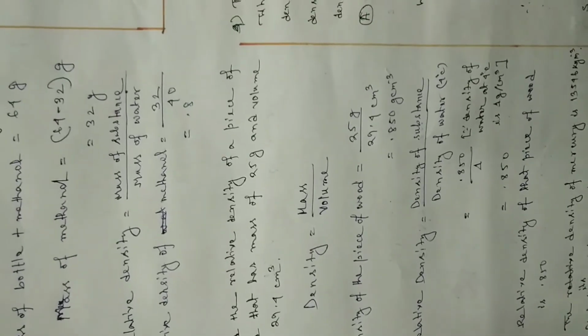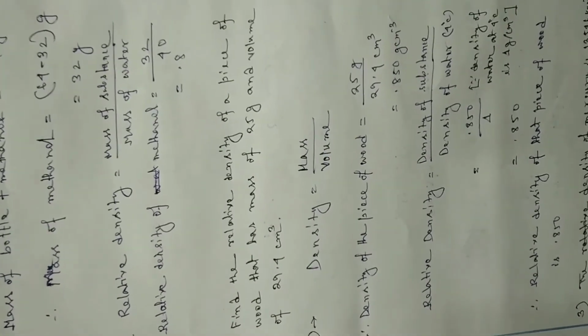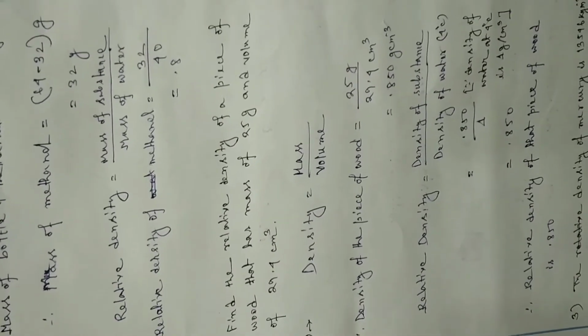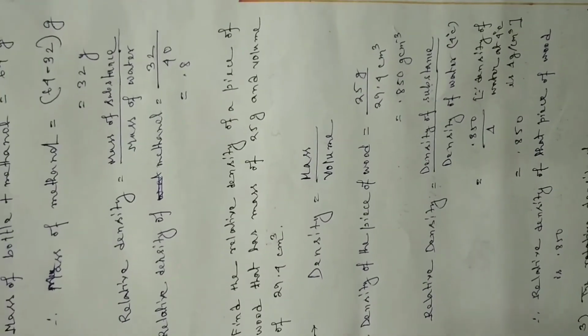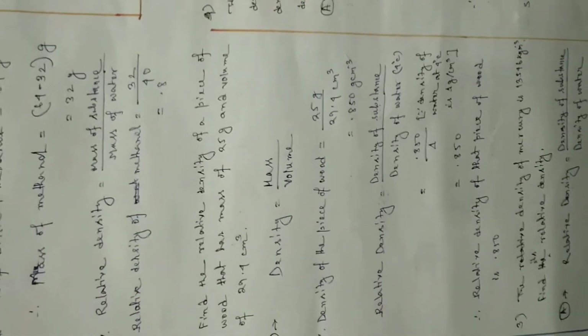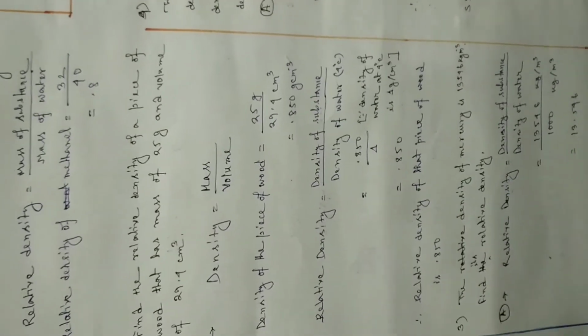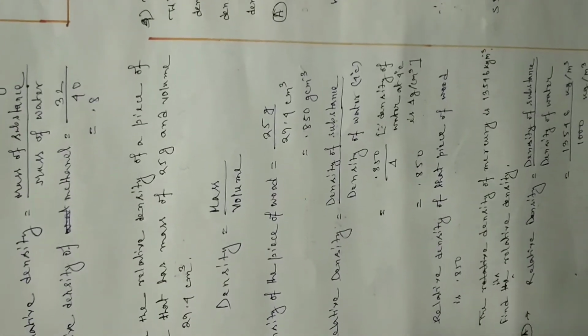Now in the second portion, find the relative density of a piece of wood. Now we got the density. Now we have to find the relative density. That means the comparison between the density of the substance and the density of water at 4 degrees centigrade. Now the density of the wood is 0.850 gram per cm cube, and we know that the density of water is 1 gram per cm cube.